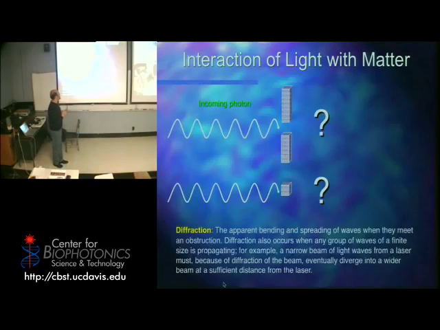Believe it or not, the pattern that you get from a slit versus the pattern that you get from an object that's the same size as the slit by itself is pretty much the same pattern. So whether I shoot a laser at a hair or a hole the size of a hair, I get the same pattern.